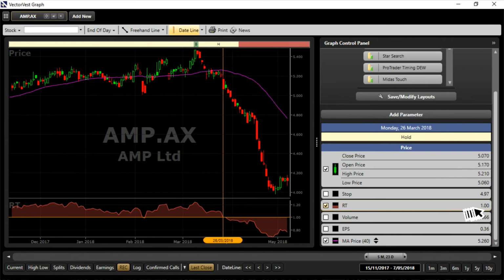Relative timing goes below 1. There it's bang on 1. Our momentum, remember that? There it's still on 1.